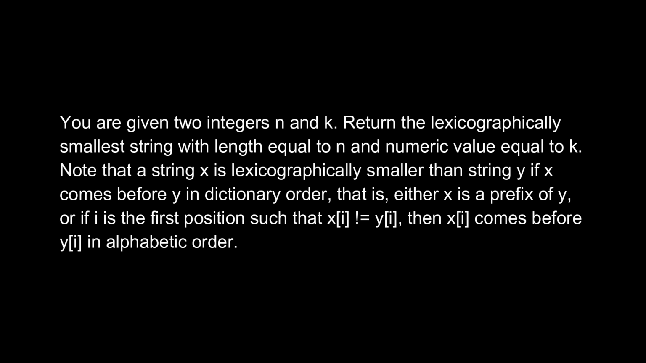Note that a string x is lexicographically smaller than y if x comes before y in dictionary order. That is, either x is a prefix of y, or if i is the first position such that xi is not equal to yi, then xi comes before yi in alphabetical order.